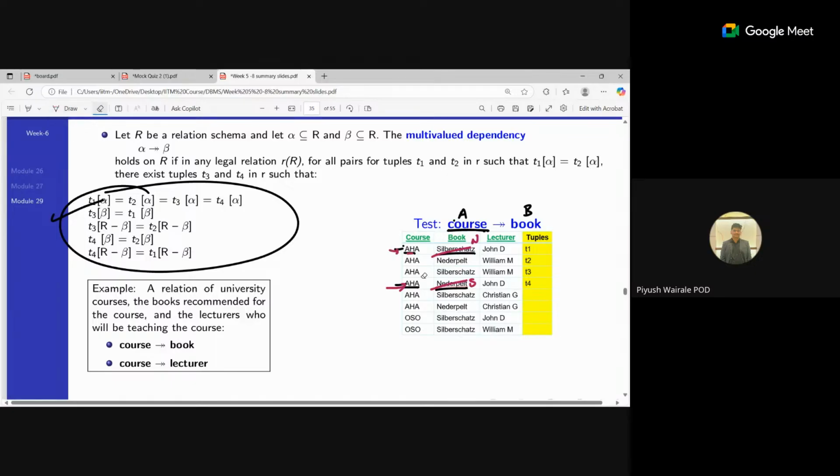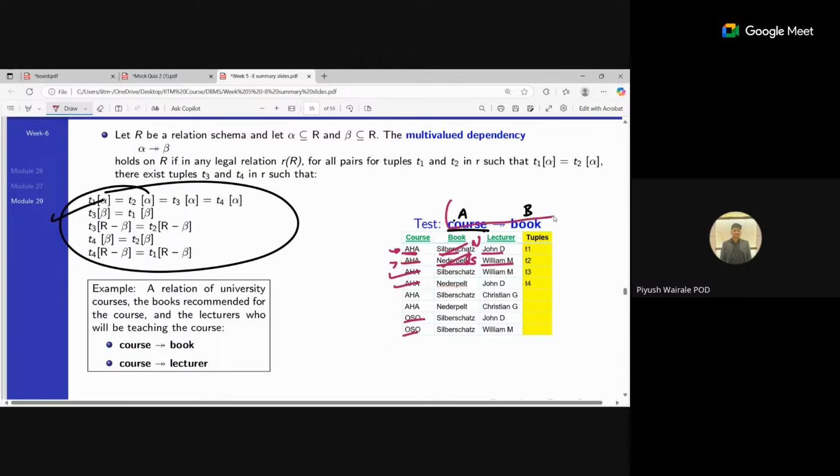Yes. Or even if you take these two rows, let's go for this one. AHA will exchange: here it will become Netherpelt, and this will become Silverstack. Now AHA, Netherpelt, John D is present. AHA, Silverstack, William M is present. Yes. Same for these two.